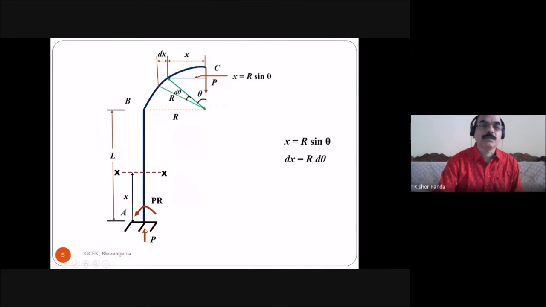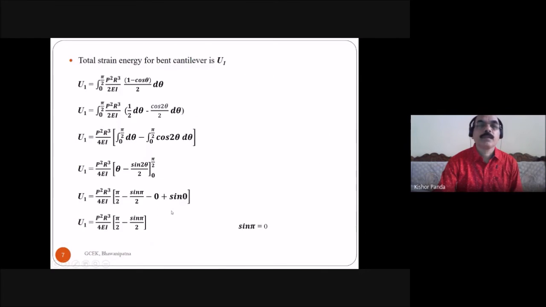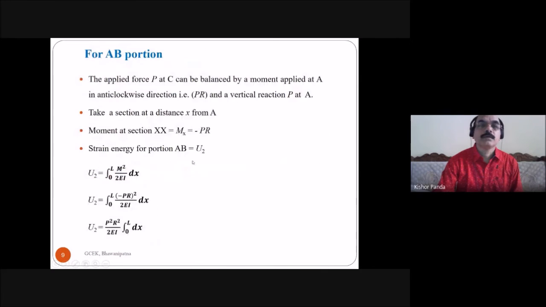What is the moment of this reaction? This is 0, because the force is passing through this point and the perpendicular distance is 0. So due to this reaction, the moment is equal to 0. So the moment about the section XX is equal to minus P into R. Mx is equal to minus P into R.